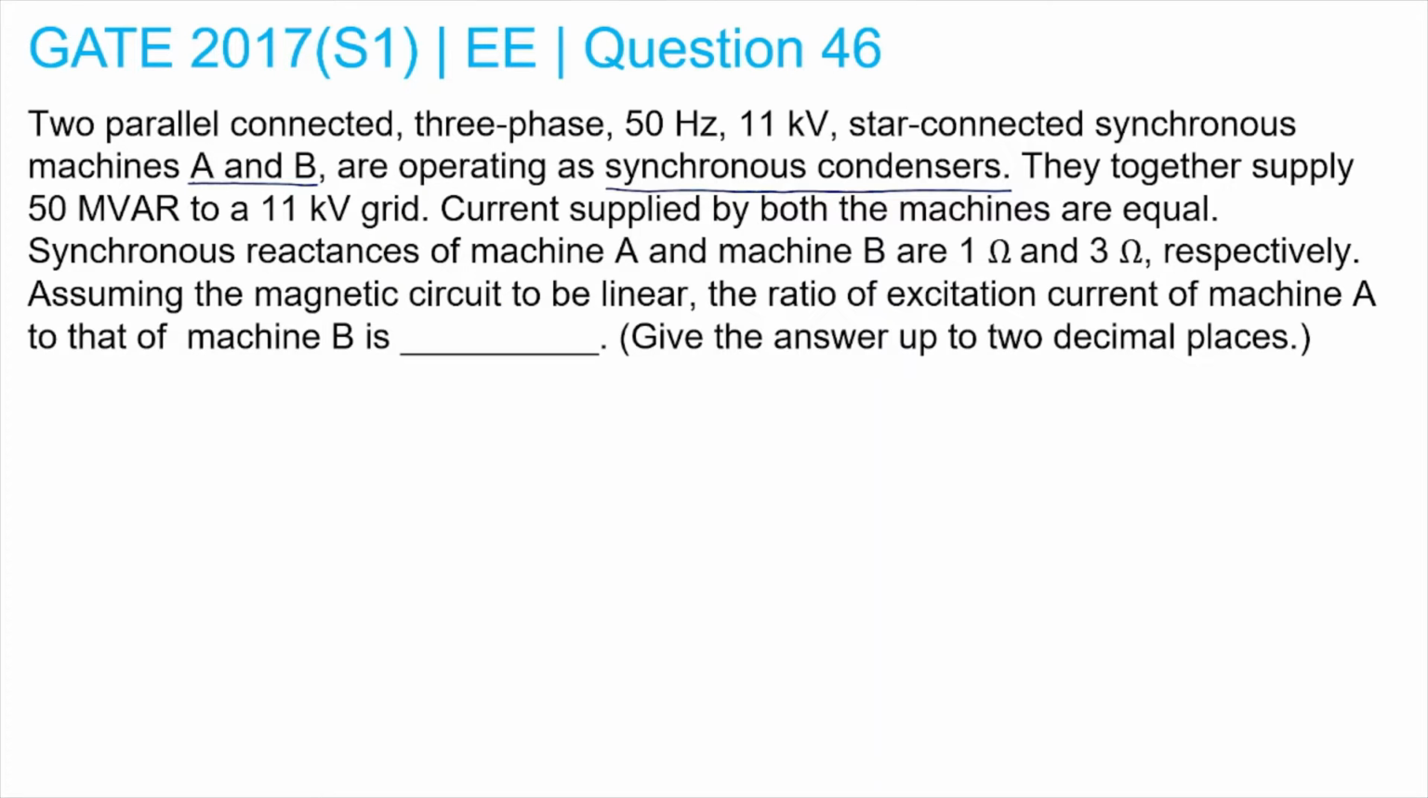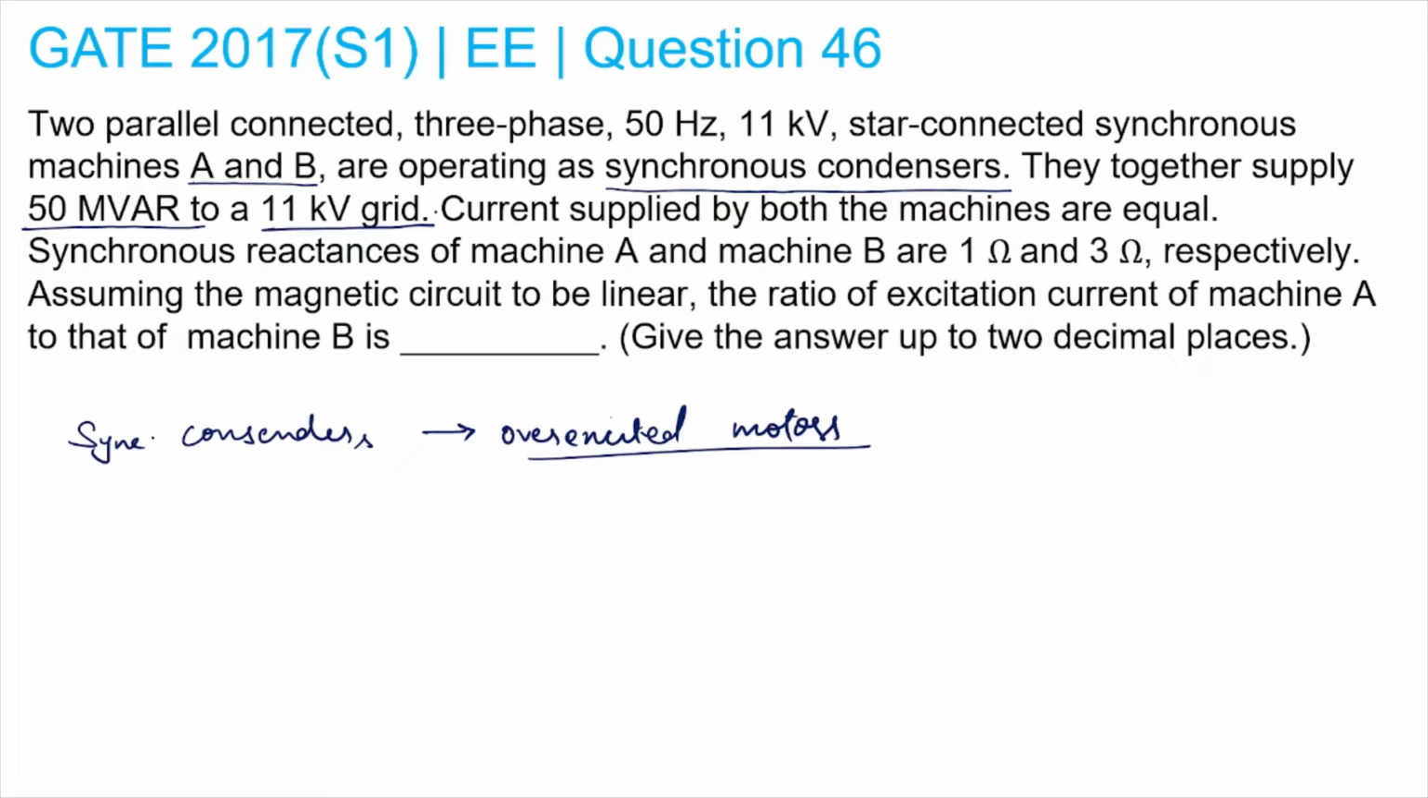Whenever some machines are working as a condenser, it means they will provide some reactive power, right? To supply reactive power, we work motors or generators as condensers. A synchronous condenser is nothing but an overexcited motor whose work is to supply the reactive power either to the grid or load. So here also they are supplying 50 MVAR to a 11 kV grid.